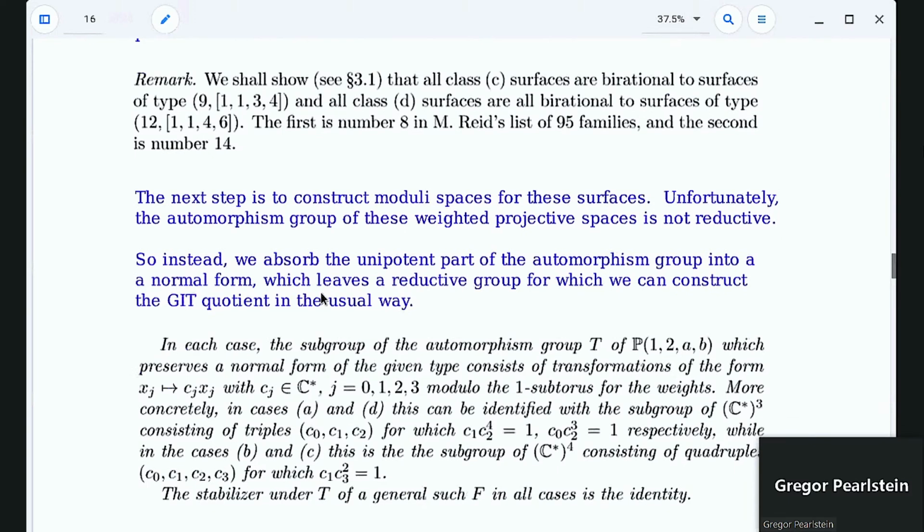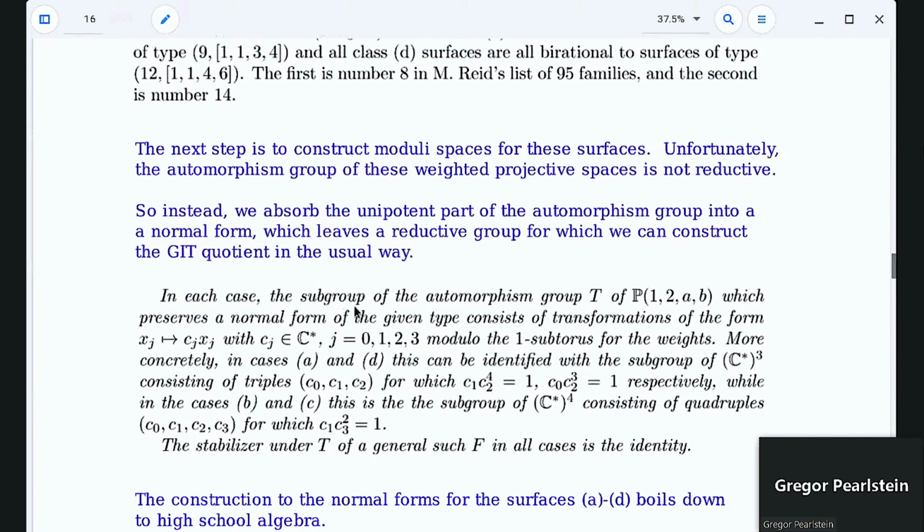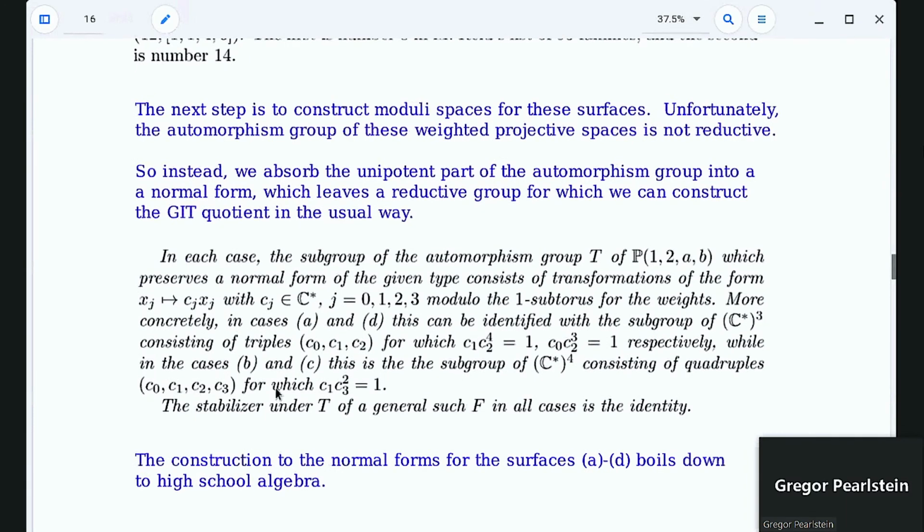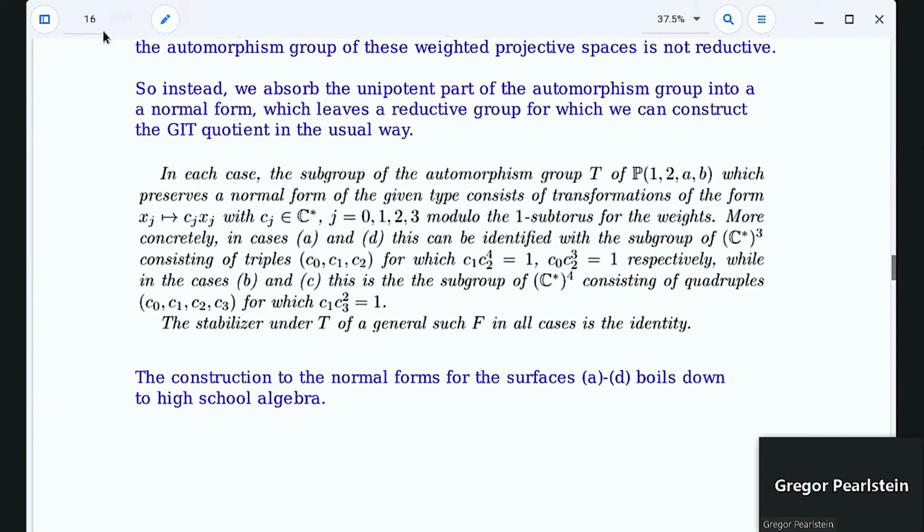That's the next part of this theorem. You do this trick, and the automorphisms preserving this normal form consist of transformations which are just xj goes to cj xj for some cj in C star. That's certainly going to give you something reductive. Then there are a few more conditions on the weights which I'm not going to reproduce here, but you get a reductive group to take the quotient, so there is a moduli space. The construction of normal forms is just like what you do with the cubic: you get rid of the x squared term, that's high school algebra.